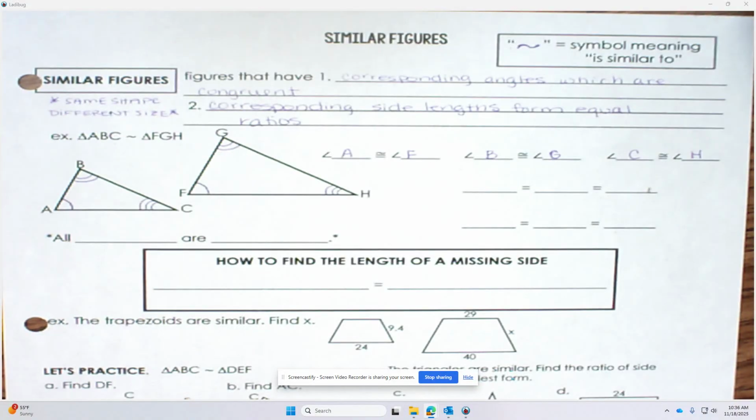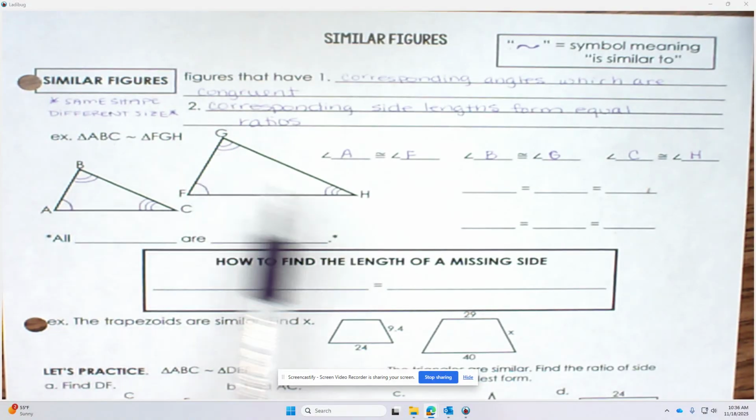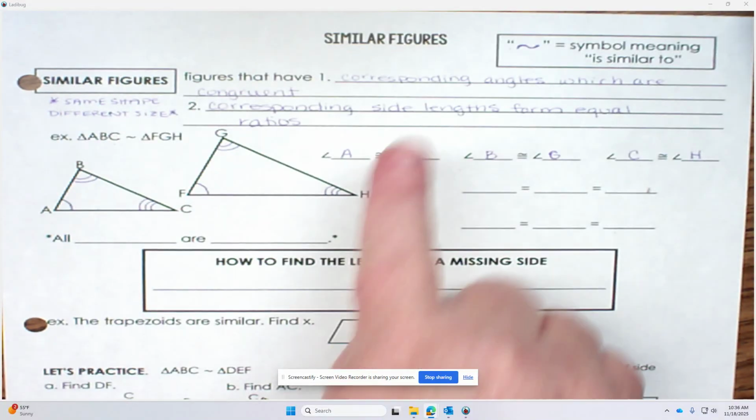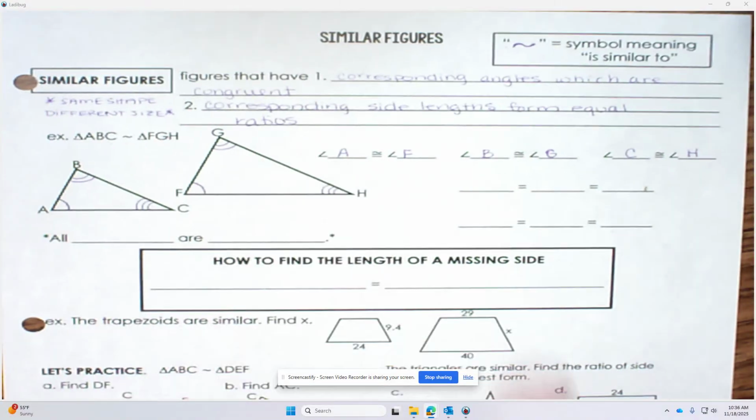That part's pretty basic. We're just remembering to use the right arcs, and that would be information that's given to you or that you're asked to prove. But now we need to talk about the side lengths, because "form an equal ratio" might sound a little odd to you, and I want to make sure we really understand how to do this.